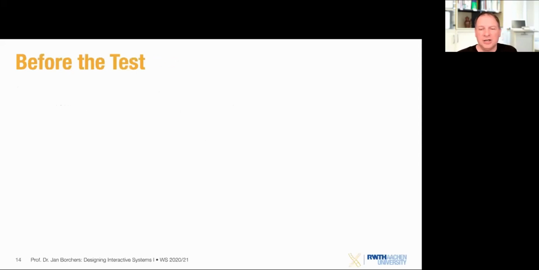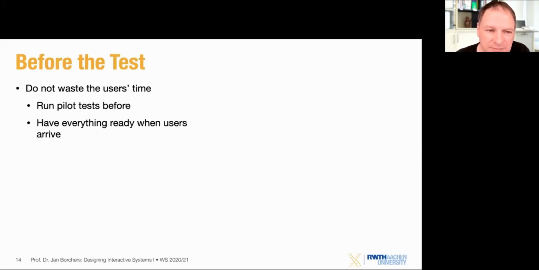Before the test, the most important thing is people are donating their time to you, so don't waste their time, right? So don't let the first wave of users come to you, one person comes in each hour or so, and then you discover during the first five users that your test routine actually doesn't work, right? The system crashes or the instructions are confusing. That's wasting their time, because you won't be able to use their data, and will have to have more people come in later. So run a pilot test with friendly subjects before, with your colleagues, your friends, to see whether you have debugged your test procedure sufficiently.